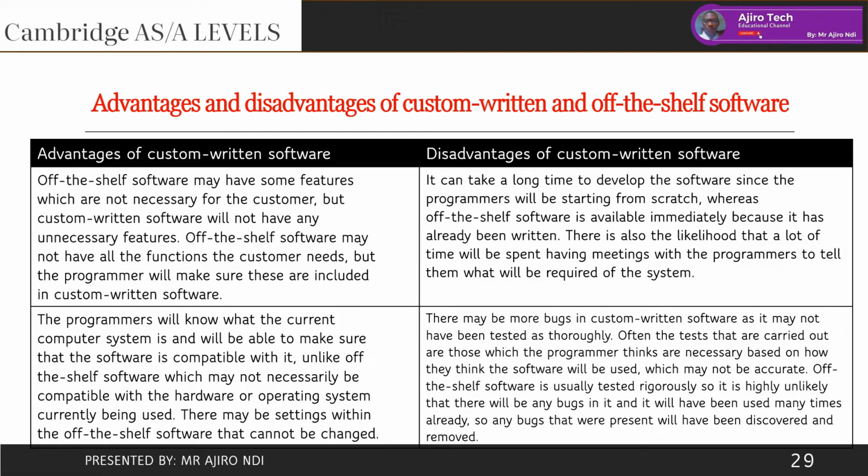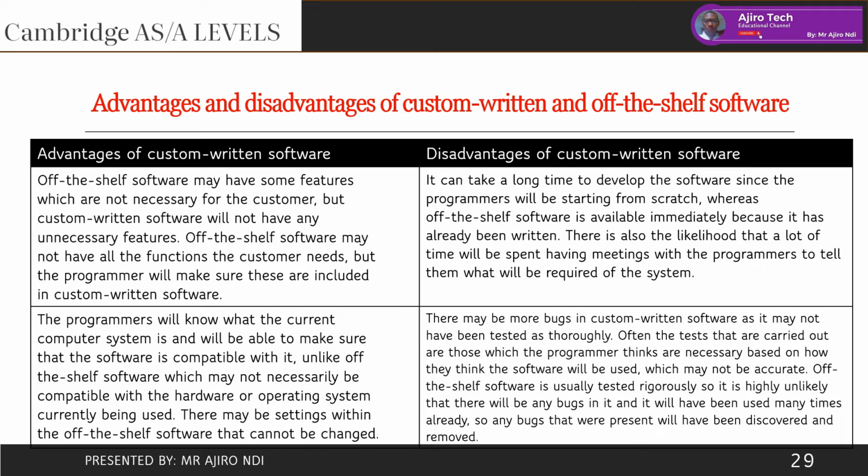Off-the-shelf software may have features which are not necessary for the customer, but custom written software will not have any unnecessary features. Off-the-shelf software may not have all the functions the customer needs, but programmers will make sure that these are included in custom written software. Now, for its disadvantage, it takes a long time to develop the software since the programmer will be starting from scratch, whereas off-the-shelf is available immediately because it has already been written.